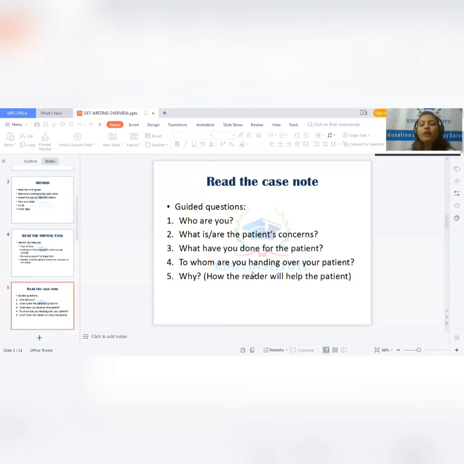Then, what have you done for the patient? That means to resolve that concern, what treatment you have provided as a team. When the patient was under your care, what all treatment was provided to the patient? What have you done for the patient? So what treatment have you provided?